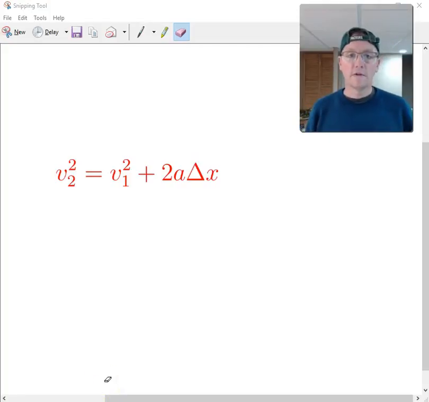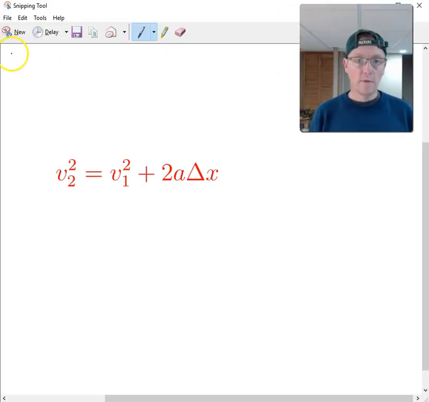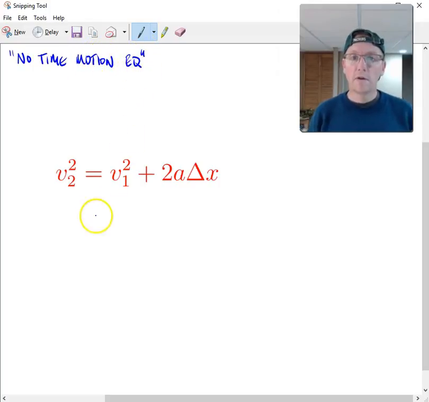Welcome. This is the second of the two expansion equations I wanted to talk to you guys about today. And this one is what I call the no-time motion formula, or no-time motion equation. You'll see why in just a minute. I think it might be pretty obvious to you. So I call it, like I said, no-time motion equation. No big deal. There it is.